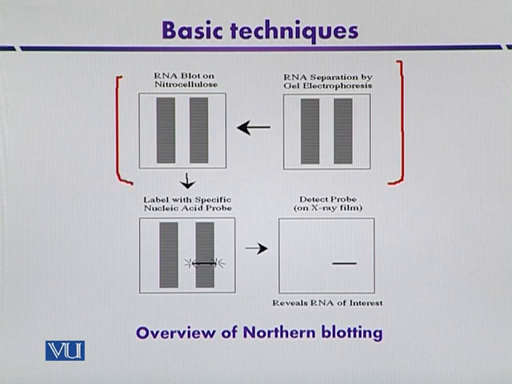And after blotting, the membrane is placed in a solution of radio-labeled isotope here, and finally it is placed in contact with X-ray film, and the hybridization can be detected by autoradiography.